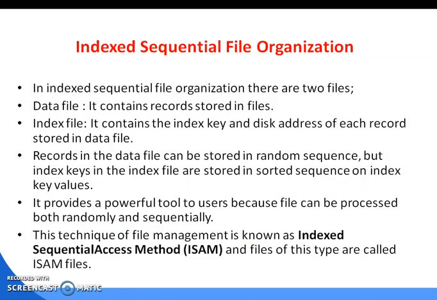Next is the index sequential file organization. In index sequential file organization, there are two files used: one is the data file and the other is the index file. The data file contains records stored in files. The index file contains the index key and disk address of each record stored in the data file. Records in the data file can be stored in random sequence, but index keys in the index file are stored in sorted sequence. It is also known as ISAM, index sequential access method.